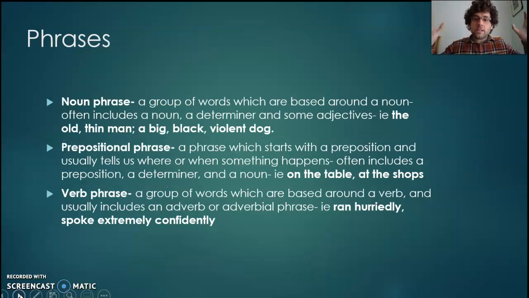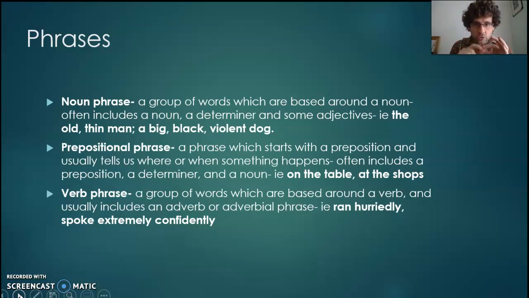So clauses are the next step down from sentences. Then phrases are smaller than that. Phrases go into clauses. So we start with a sentence, go down into a clause, go down into a phrase. So these are smaller than a clause. They don't necessarily have verbs in them.